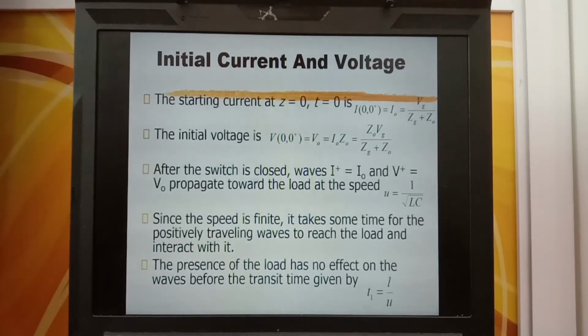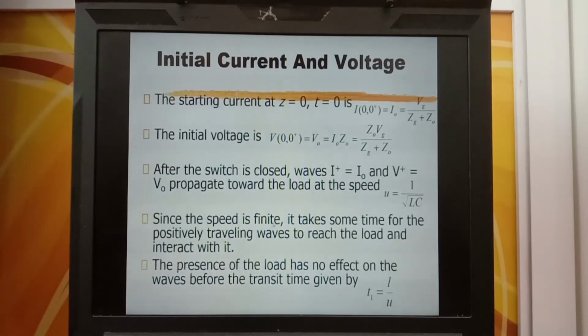After the switch is closed, wave I plus is equal to I0. That is the incident current. And V plus, the incident voltage, is equal to V0. This wave propagates towards the load at the speed given by u equals 1 over square root of LC, where L is the inductance per unit length and C is the capacitance per unit length of the transmission line.